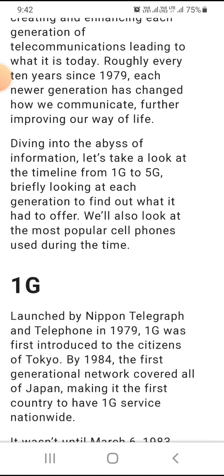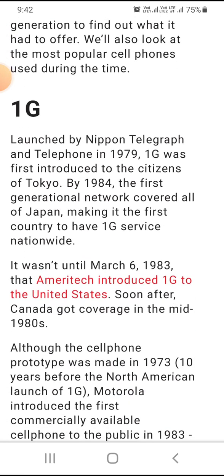Briefly looking at each generation to find out what it had to offer, we will also look at the most popular cell phone used during the time. 1G was launched by Nippon Telegraph and Telephone in 1979. 1G was first introduced to the citizens of Tokyo by 1984. The first generation network covered all of Japan, making it the first country to have nationwide 1G service.